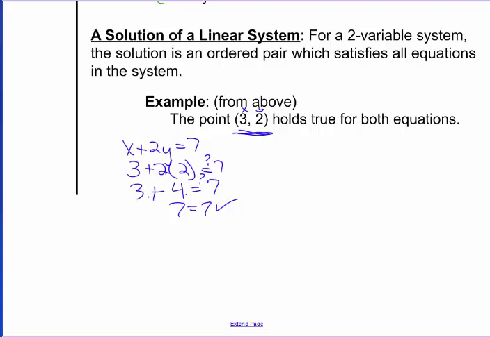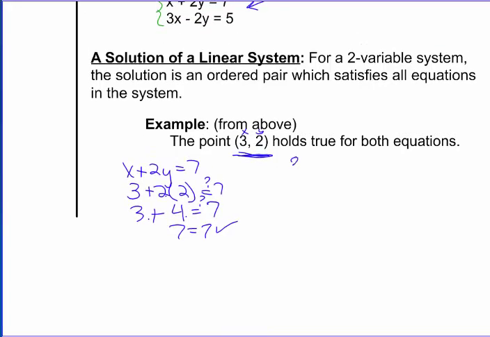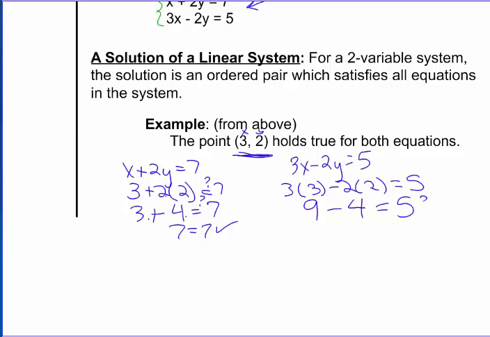Now you check the other equation. So the other equation was 3x minus 2y equals 5. So you're going to plug that number in. So 3 times 3 minus 2 times 2 equals 5. So 3 times 3 is 9. 2 times 2 is 4. We're checking to see that it equals 5. 9 minus 4 is 5. That does equal 5. So it did work in both equations. So that's what I mean by working in both equations.